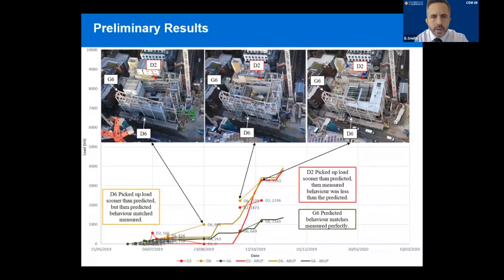These were the preliminary results from the 3 most heavily loaded columns that I used to validate this approach. You can see as the building is constructed, the lines with the circle markers representing the measured values matched quite well to the predicted values shown by the thicker lines, and the colour is consistent for each column.